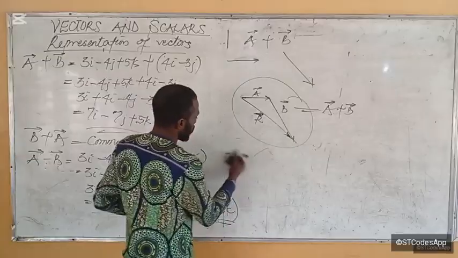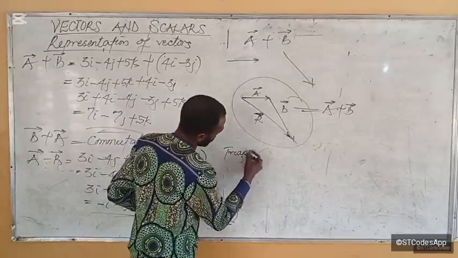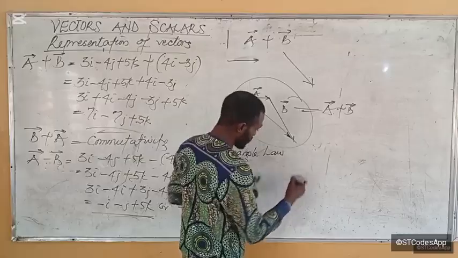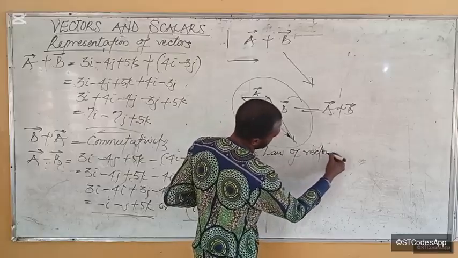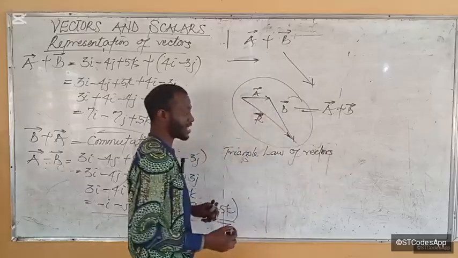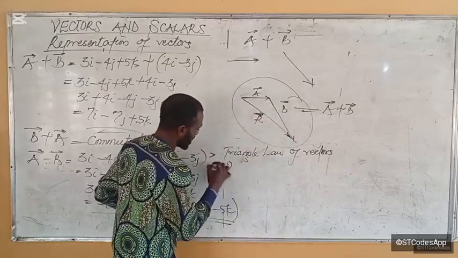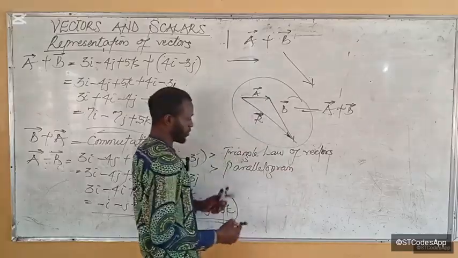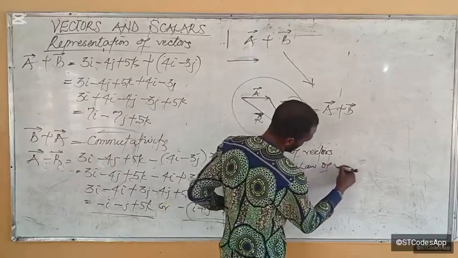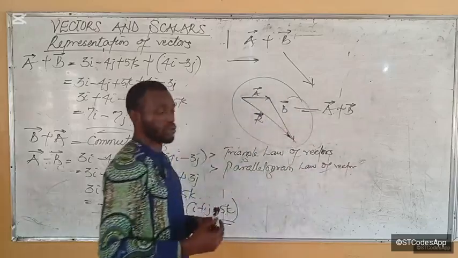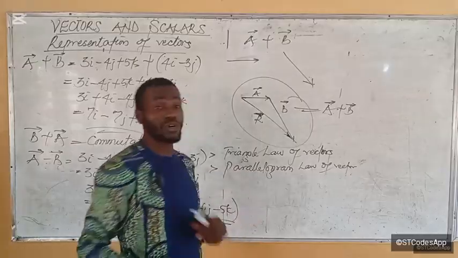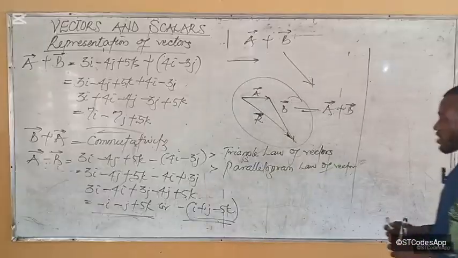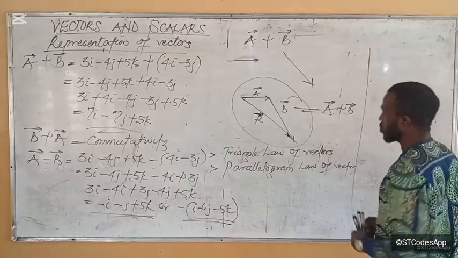The same way here, you notice that the magnitude of the resultant is greater than the magnitude of both of the vectors. Is that clear? So adding those vectors to get the magnitude of the resultant itself, we use two laws. One is the triangle law of vectors, and the other is the parallelogram law of vectors. The first one is the triangle law of vectors, and the second one is the parallelogram law of vectors.